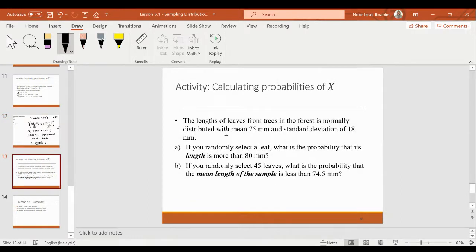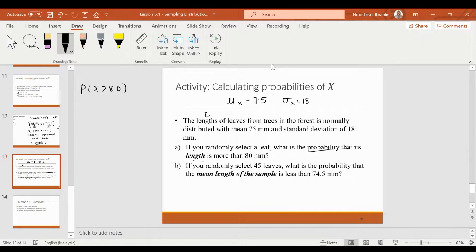Another example here: the length of leaves from trees in the forest is normally distributed with mean 75 and standard deviation 18. So here we are given mu of x is 75 and standard deviation of x is 18. If you randomly select a leaf, what is the probability that its length is more than 80? The length is x, right? So we want to find the probability when x is greater than 80.